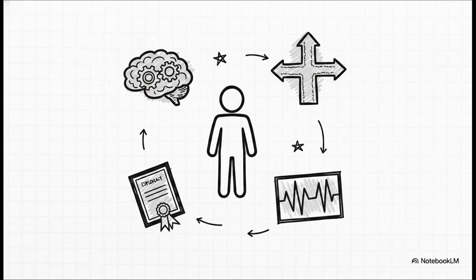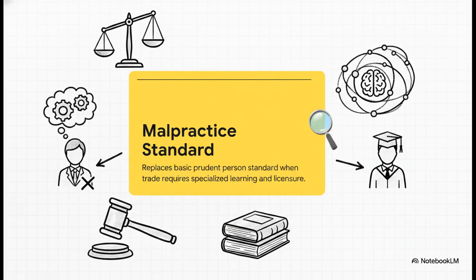Can the output be standardized? No way. Every test is unique. Finally, does it require specialized training and state licensure? Absolutely. Polygraphers attend specialized schools, do internships, and must be licensed by the state. Because polygraphy met all these criteria, the court ruled that the professional malpractice standard applied. This is a real game changer. It replaces the basic reasonably prudent person standard. When a trade requires acquired learning and specialized training, you aren't just judged as an average citizen making a mistake. Your duty of care is judged against the strict standards of your specific profession.